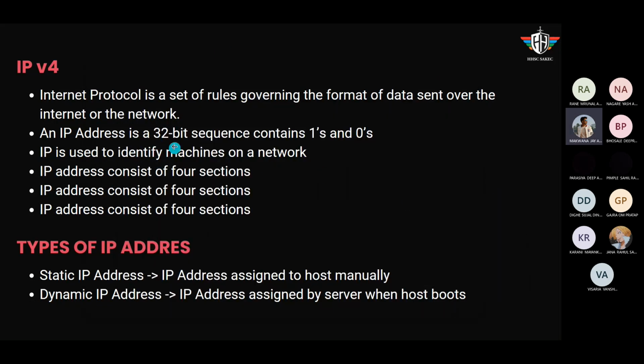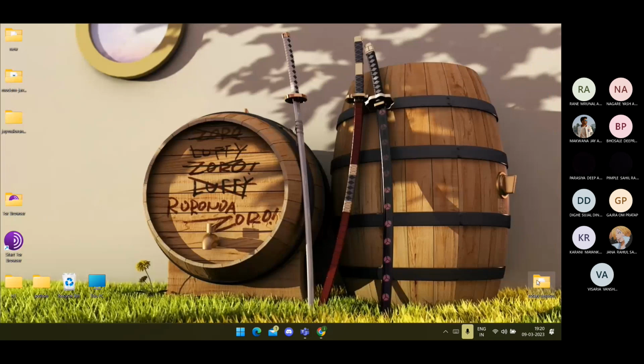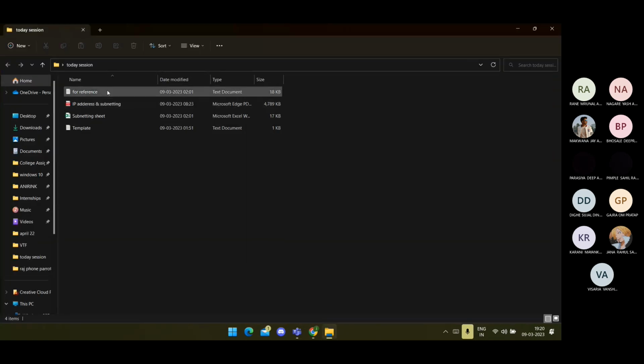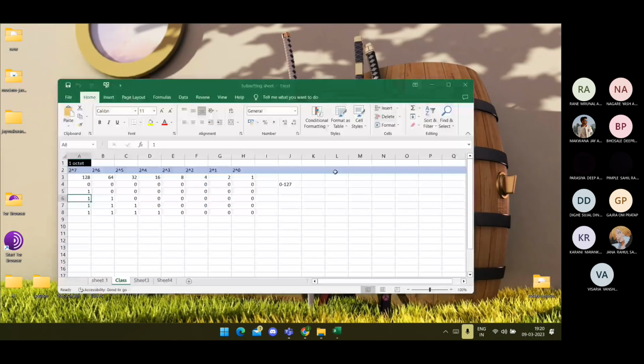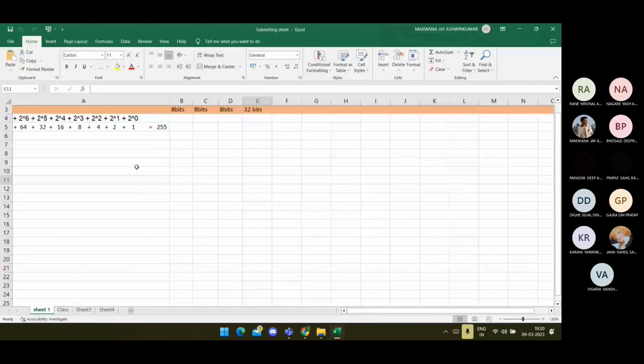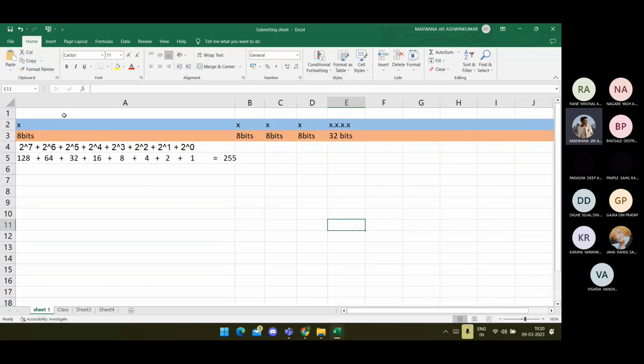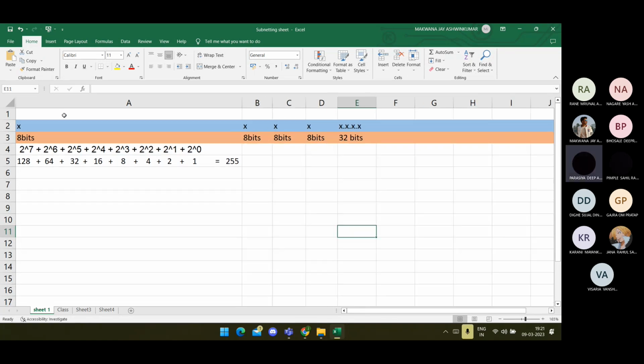Okay, so an IPv4 address is a 32-bit sequence containing ones and zeros. I will show you what it means. Okay, so my Excel sheet is visible. Can someone reply? Yeah, it's visible. Okay. So I said IPv4 is a 32-bit address.